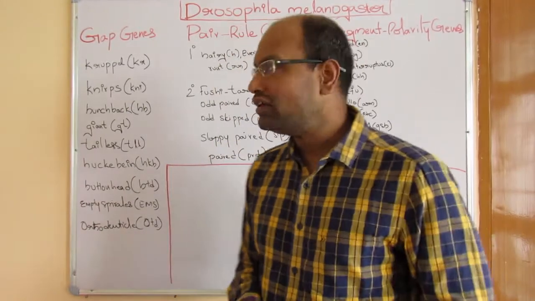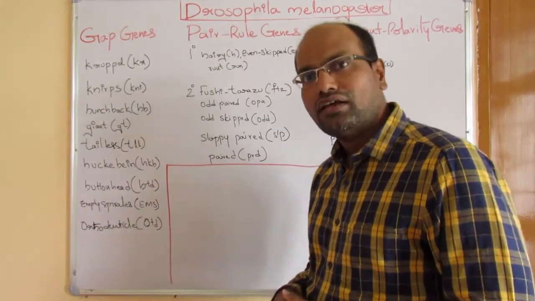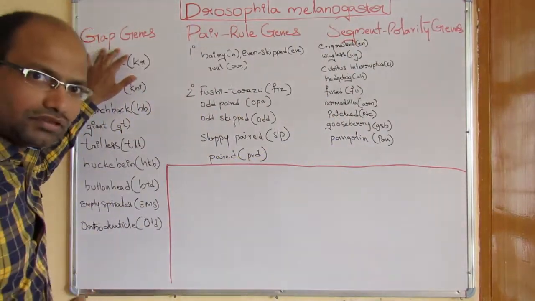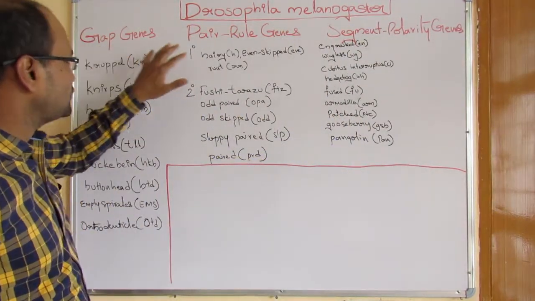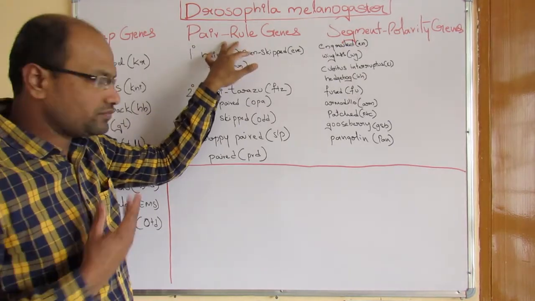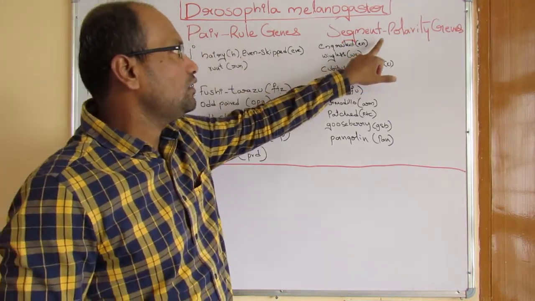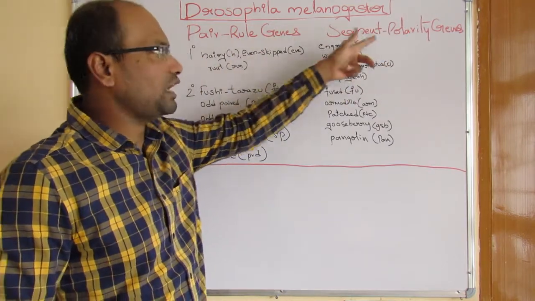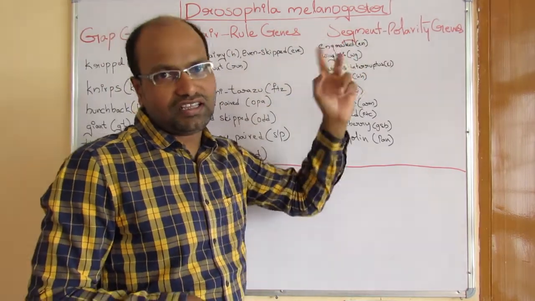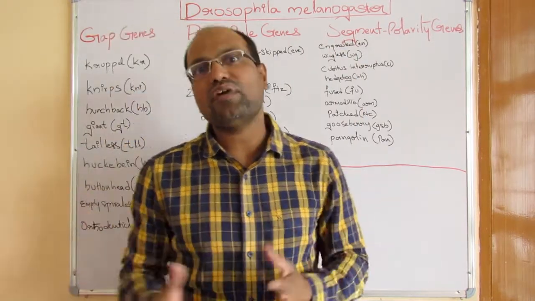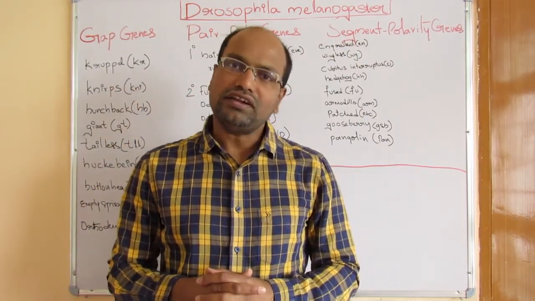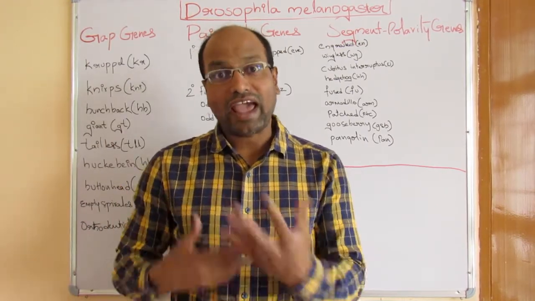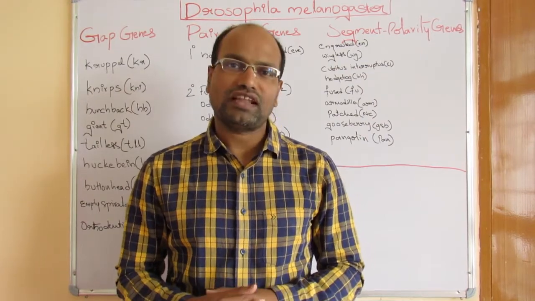So there are three segmentation genes: the gap genes, which activate first, second the pair rule genes, and the segment polarity genes. These three sets of genes, which belong to the zygotic genes, will determine and specify the segmentation, and later will activate the homeotic selector genes.